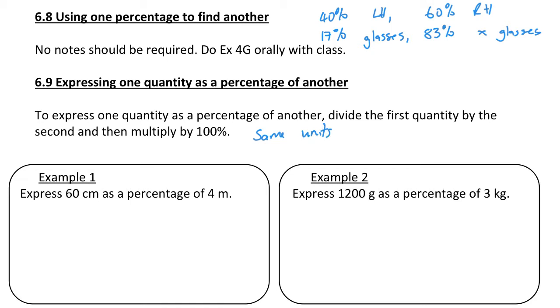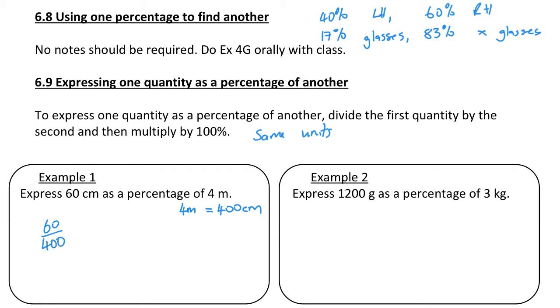So it says express 60 centimetres as a percentage of 4 metres. So we could do this by changing the 60 centimetres into metres, or we could change the 4 metres into centimetres. And it's easier to change into the smaller unit. So centimetres are smaller than metres. So if we change 4 metres into the smaller unit of centimetres, that means that's going to be 400 centimetres. So 60 centimetres is going to be 60 over 400.